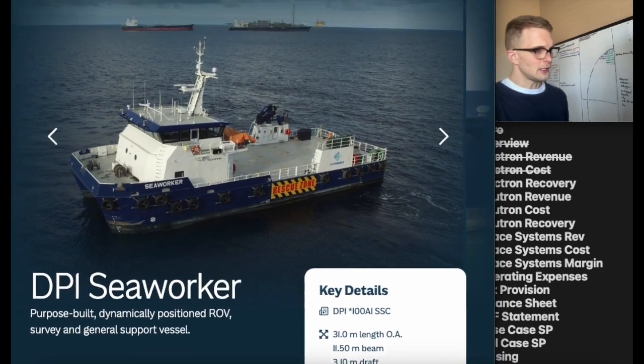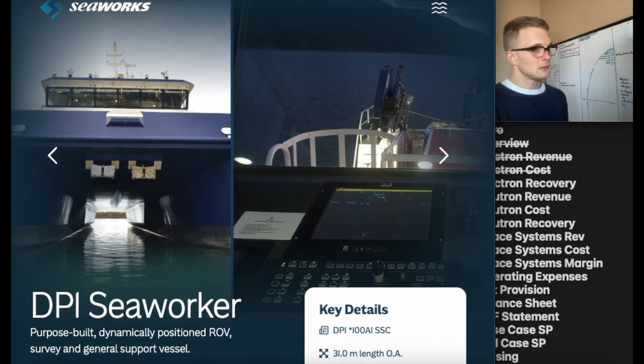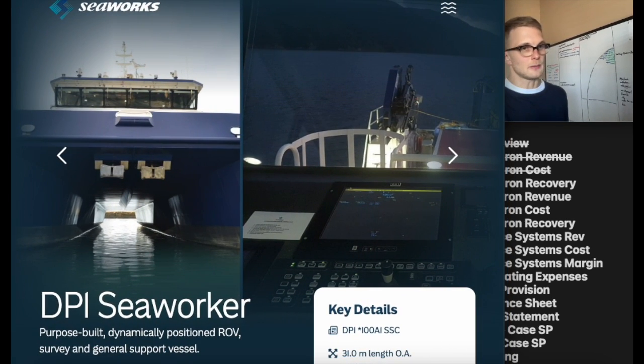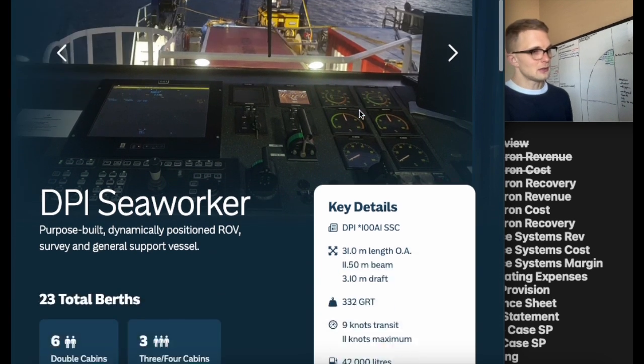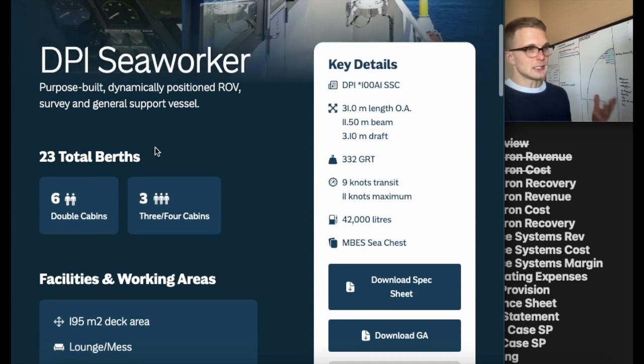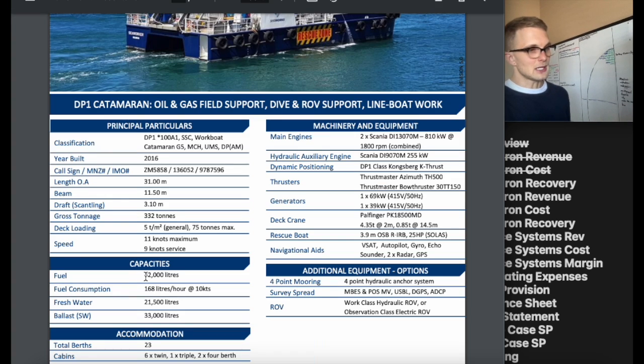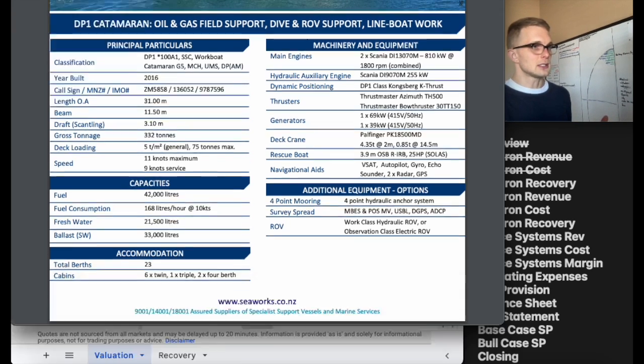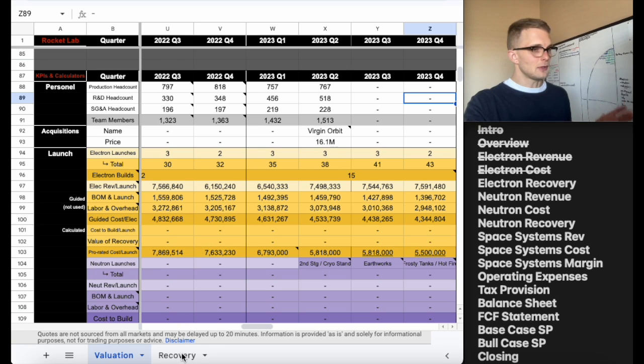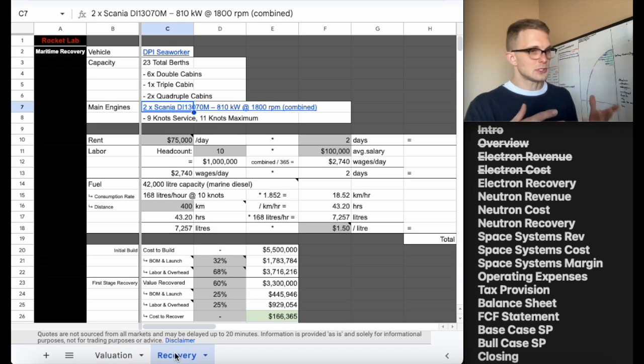What we were able to find is the name of the particular vessel that Rocket Lab recovers their Electrons with. The DPIC worker was able to tell me exactly how many people might be on board. I was able to find the capacity of fuel, the consumption of fuel, etc. Given my non-familiarity with this, what I did is I essentially took all of these numbers and I built a separate sheet to give myself an understanding of just how expensive the recovery might be per Electron recovery.